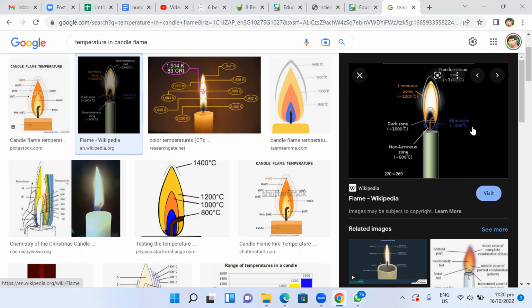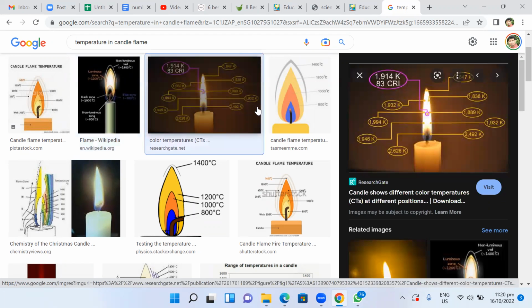But that indicates, right, here is another image. You see, this is in kelvins. This is in kelvins. Can you see this here? The dark zone is having, here I cannot see the figure, 1800. Here it says this zone is around 2400 kelvins.